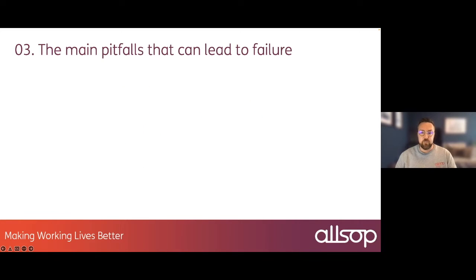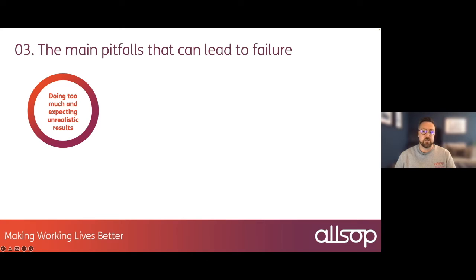I want to mention the three main pitfalls that organizations often overlook when starting a digital transformation. The first is doing too much and expecting unrealistic results. The most common problem we see is that businesses have a vision for the end goal of their digital transformation and want to jump straight to that end state. This leads to frustration when things go wrong, plans change, or the results aren't achieved quickly enough.